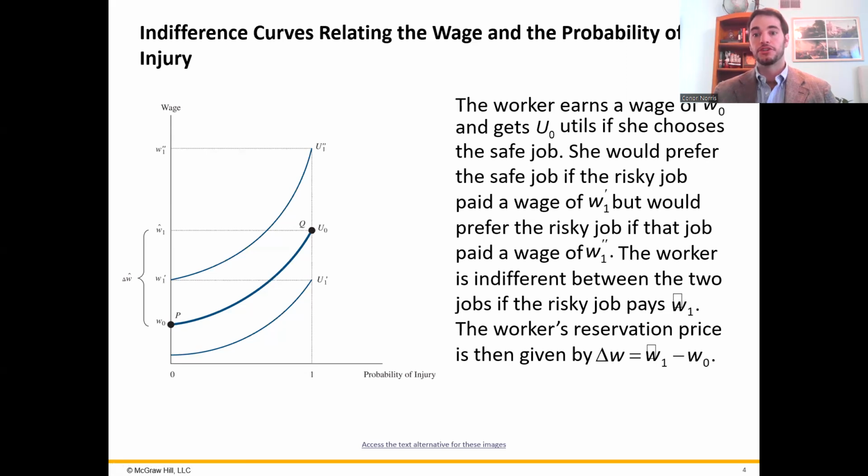So the indifference curves are going to slope upwards. That means that wages have to rise to account for the added risk. So let's suppose a worker starts out here at point P on this indifference curve U0. The only way that you could get the worker to switch from the safe job to the risky job over here is if you increase their wages. And you have to increase the wages all the way up to where this indifference curve crosses that 1 for the probability of injury. So let's have wage W hat 1, call that little up thing over the W the hat.